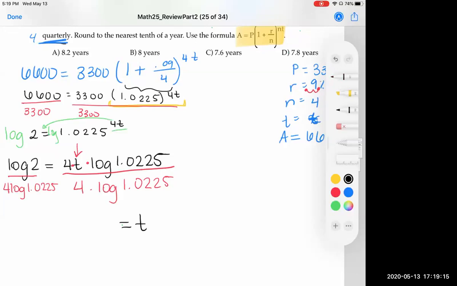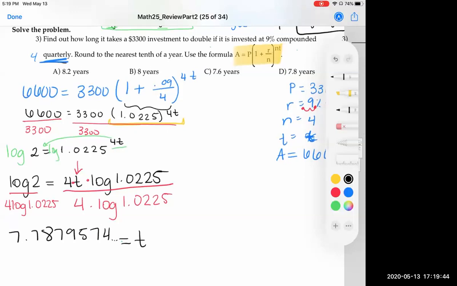So I have log of 2 divided by 4 times log of 1.0225. All right, and my answer is 7.787957, and it continues a bit more. Now, in our question, it wants us to round to the nearest tenth. So 2 decimal places. 1, 2. I look at the next digit to see if I round up, and I do. So if I round, this is 7.79.